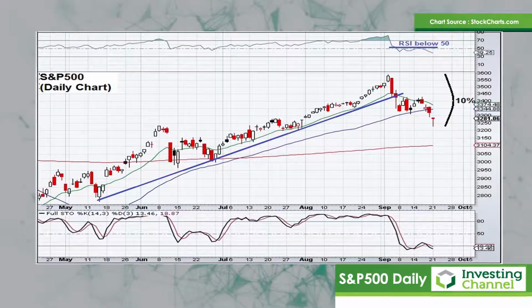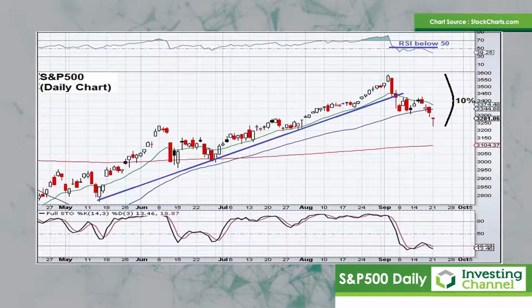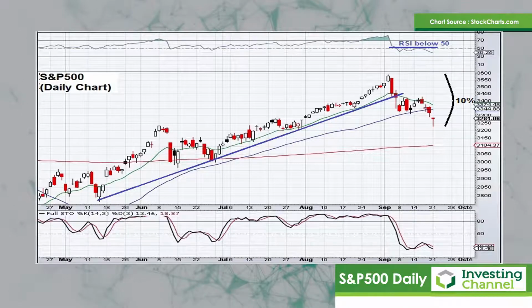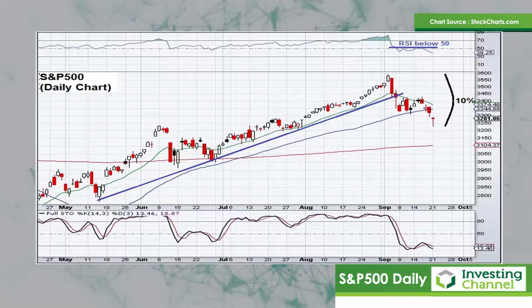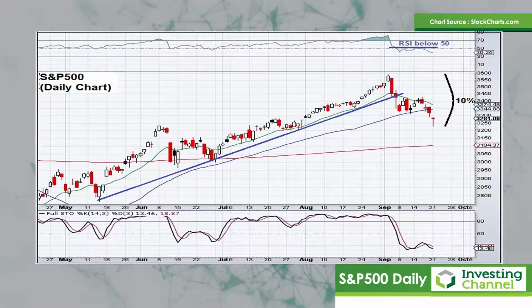of weeks. You can see the technical break to the downside, the break below that rising trend earlier in the month. You can also see that the relative strength index there is now below 50. So that also is something that typically happens when the market is in a slightly weaker trend environment.